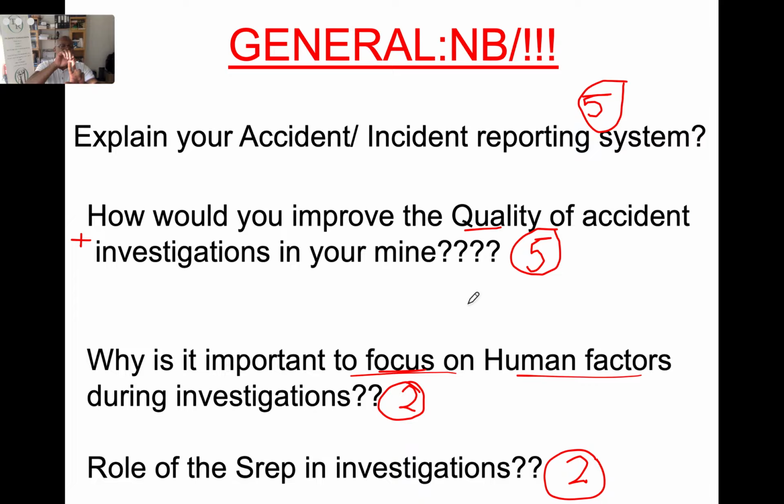Number 3, you can rope in consultants. You can bring consultants to assist you in improving the quality. Okay? You can rope in consultants. Number 4, you can also include a quality checklist in your investigation process, whereby for each step everybody ticks, this is done, this is done, this is done.